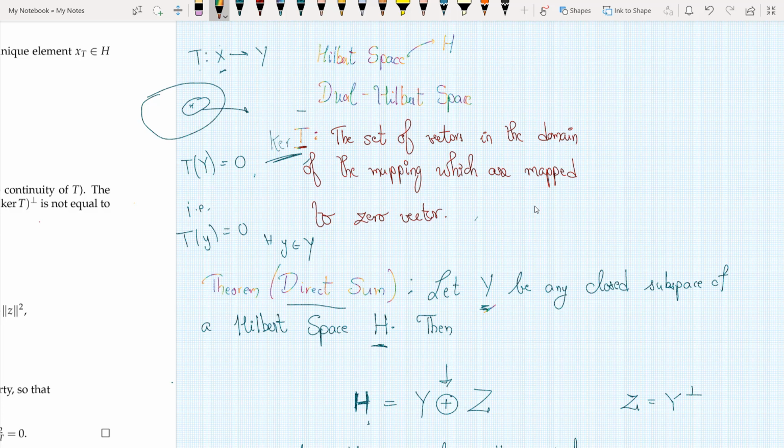By kernel of an operator I mean the set of vectors in the domain of the mapping which are mapped to the zero vector. If I have an operator that goes from my space X to Y, suppose Y is a subset of X, then T of y equals 0 for every y belonging to capital Y. All those vectors which are mapped to the zero vector constitute the kernel of an operator. So that's the first thing that I would like to talk about.